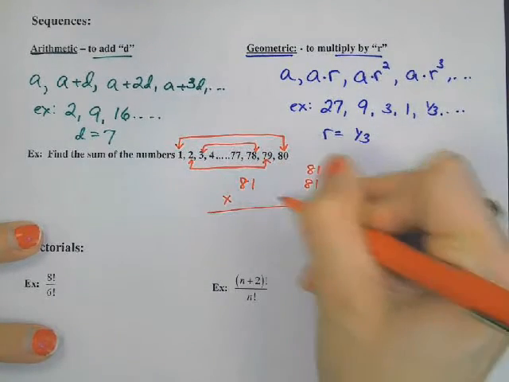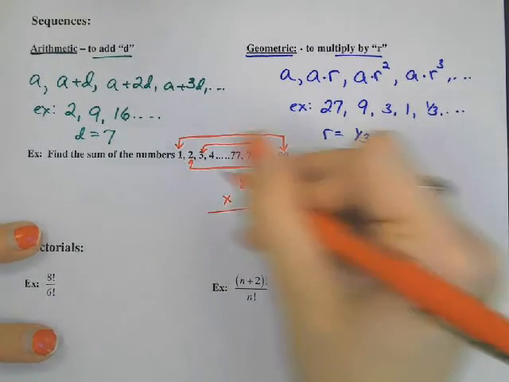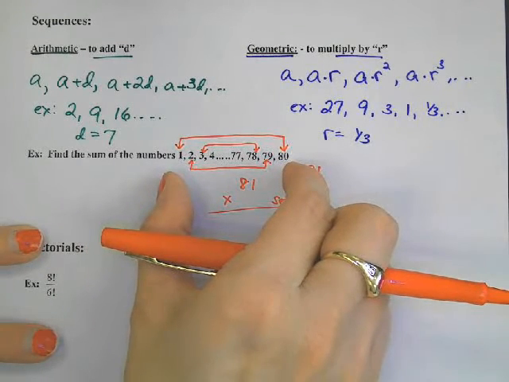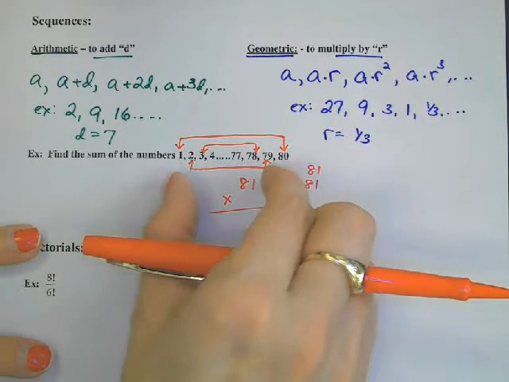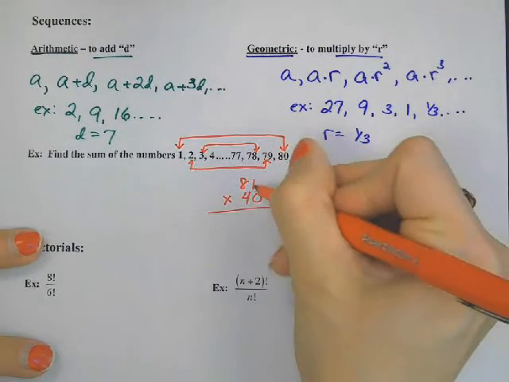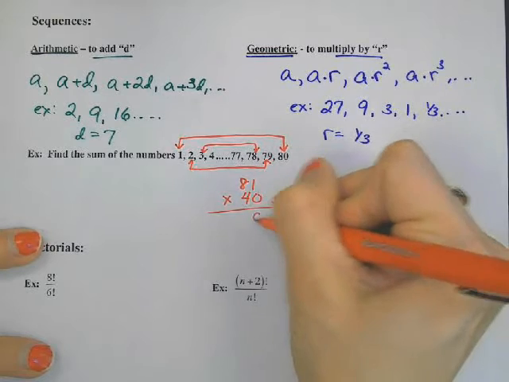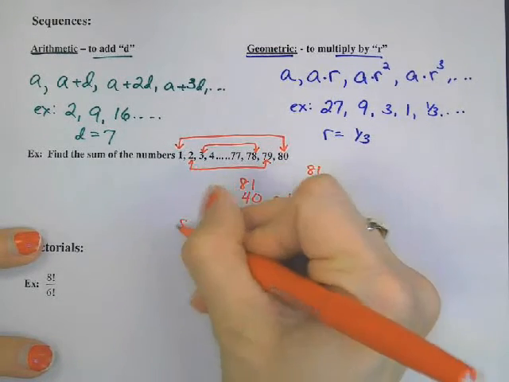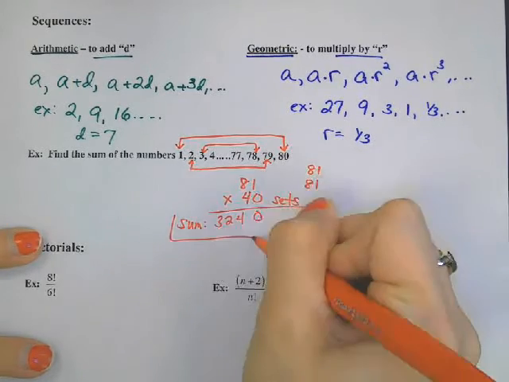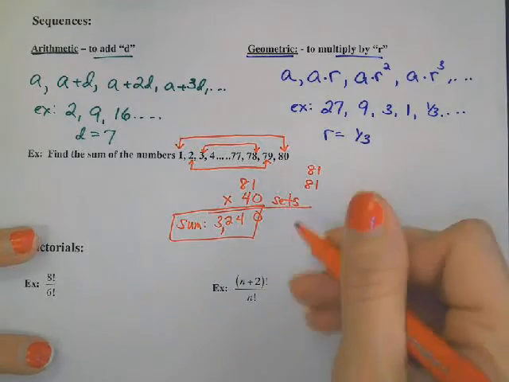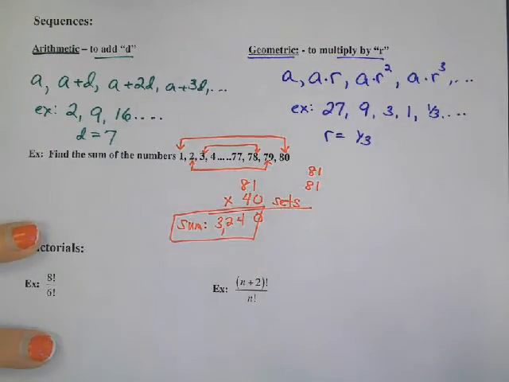And how many sets of 81 are there? From 1 to 80, there's not 80 sets. How many sets are there going to be when you pair them up? 40. So if you take 81 times 40, drop the 0, 4 times 1 is 4, 4 times 8 is 32. That means that the sum of the numbers is 3,240. Okay, so that's kind of a trick. There's a fancy formula that does exactly that.